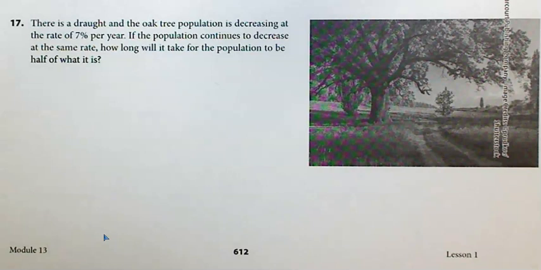There's a drought. I thought it was spelled with an O. Anyway, there's a drought, and the oak tree population is decreasing at a rate of 7% per year. If the population continues to decrease at the same rate, how long will it take for the population to be half of what it was? So, I don't know, maybe this is a big forest or something like that.